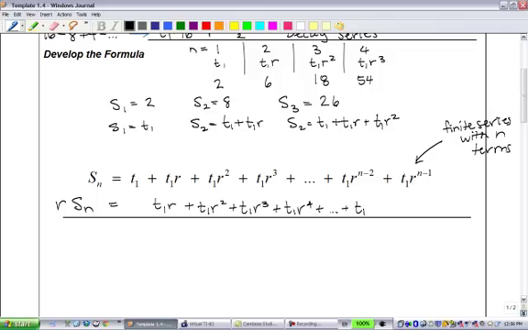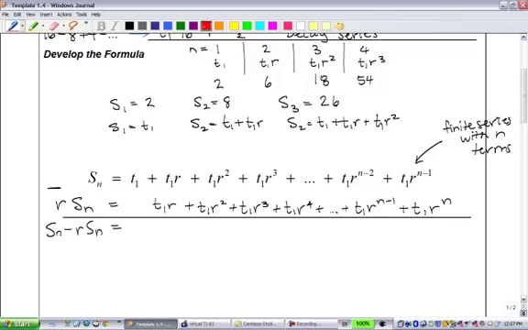Here's the tricky one. If I multiply T1 r^(n-2) by an r, I'll only have r^(n-1). And the last term should be T1 r^n. So coming up with an equation, we have Sn and we have rSn. And the little trick here is we're going to subtract these two formulas. Column subtract. So on the left hand side, Sn minus rSn, there's our equal sign.